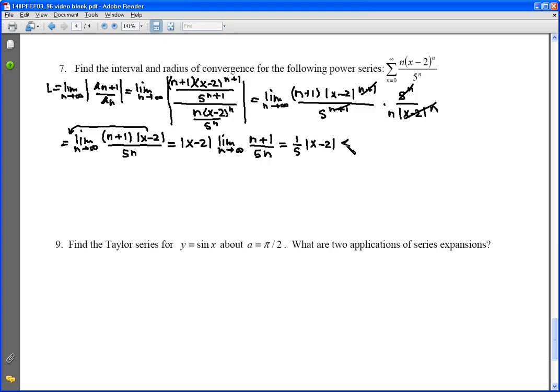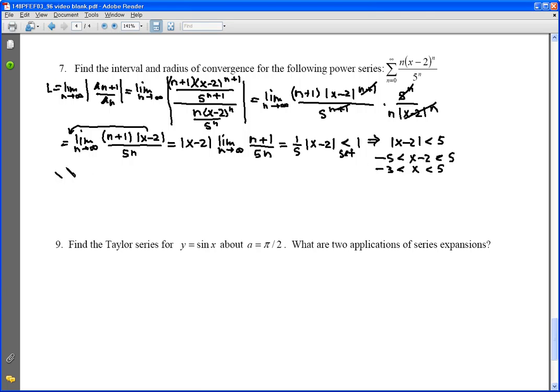And then we set that less than 1 to get convergence. So multiply both sides by 5, and we get absolute x minus 2 is less than 5. So as a between inequality, that's x minus 2 is between 5 and negative 5. And then add 2 all the way across. So negative 3 is less than x is less than 5. Okay, so that's the start of our interval of convergence, and then remember you have to go back and check the negative 3 and the 5 individually.